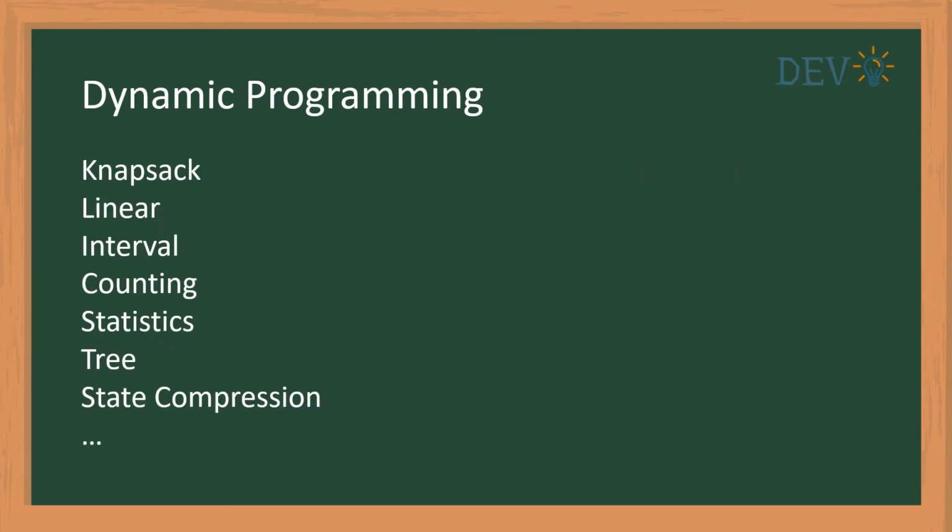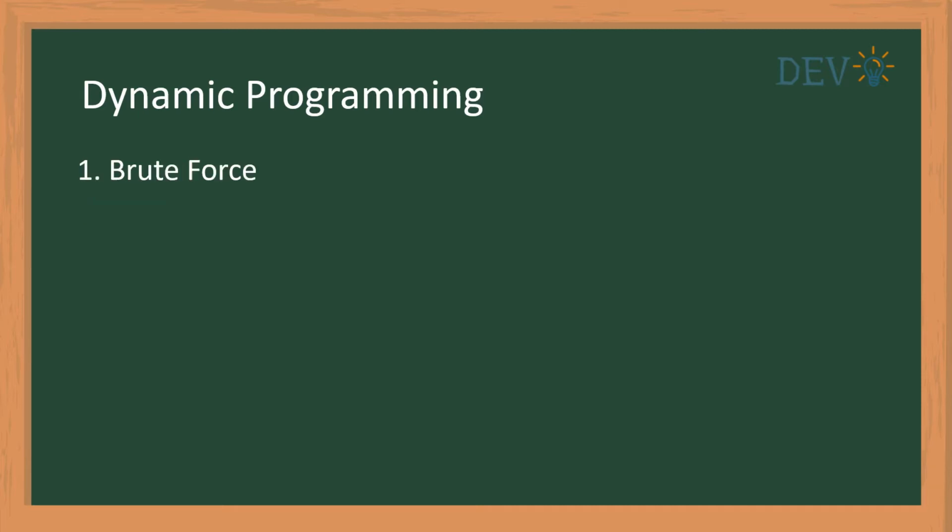Usually, based on how we model the problem, we can categorize dynamic programming problems into the following, such as knapsack problem, linear model, interval model, counting model, statistics model, tree model, state compression model, and a lot of others. Next, let me introduce how we approach a problem using dynamic programming.